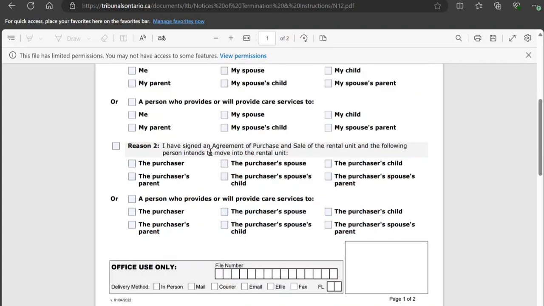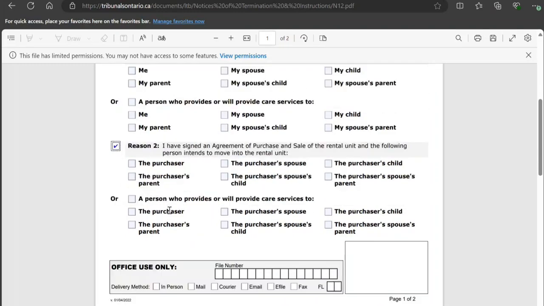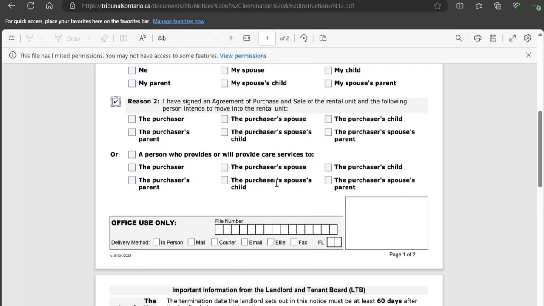Similarly, if you have sold the house and the purchaser wants to move in, of course, if your tenants challenge this in court, you need to have a properly signed affidavit. The same thing applies: the purchaser, spouse and eligible relatives, so this eligibility applies to them as well.